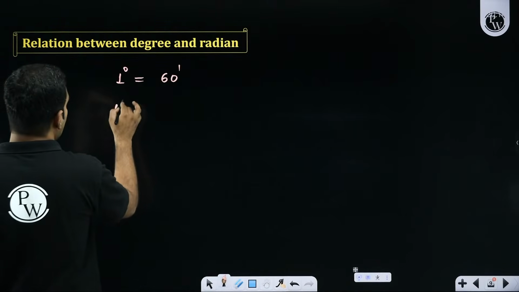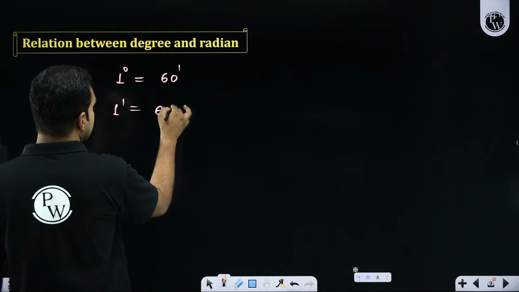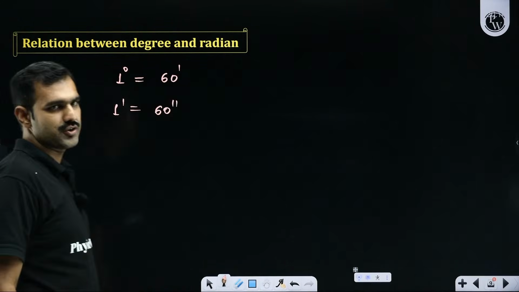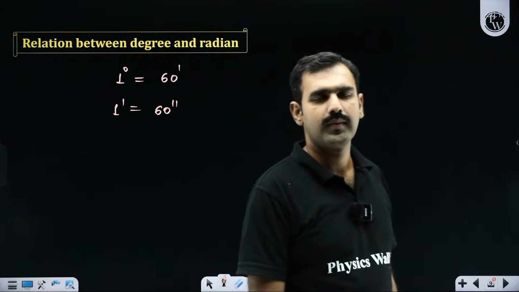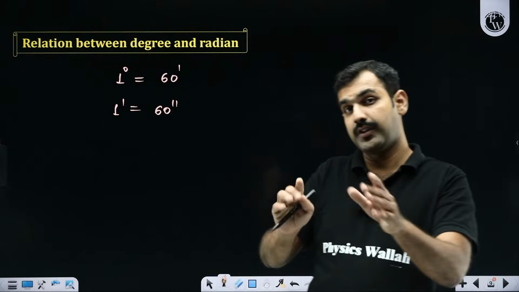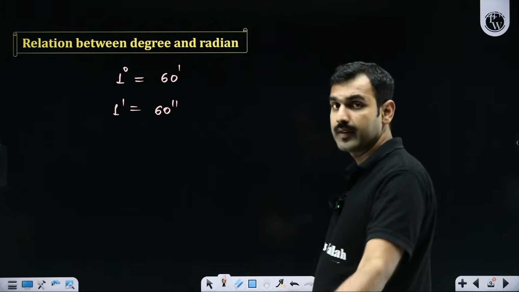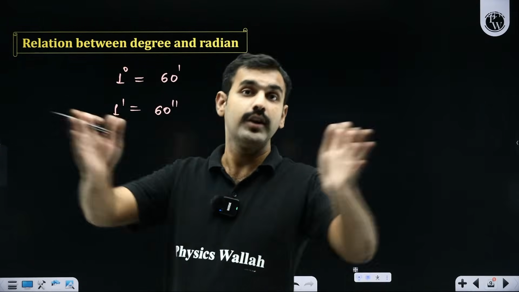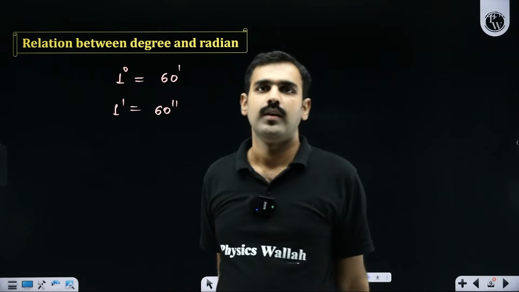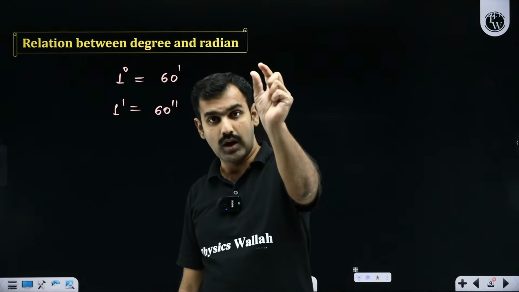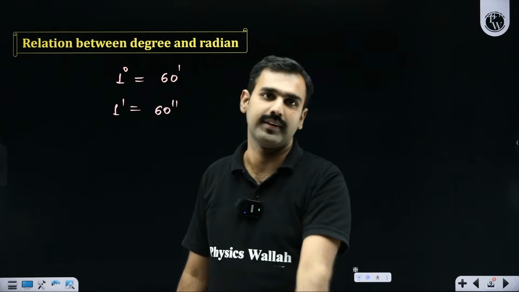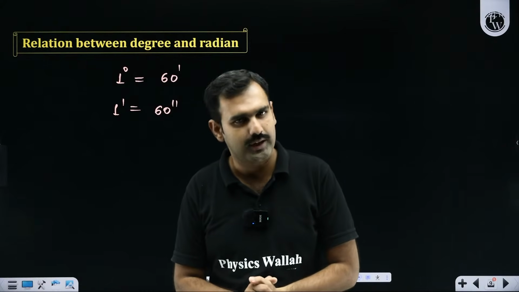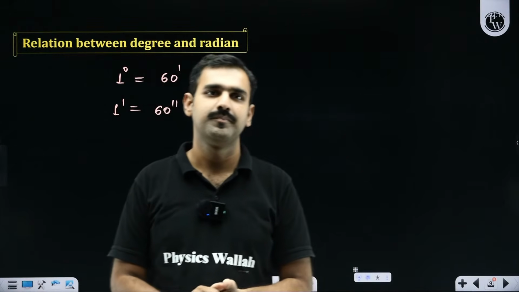And if I ask you 1 minute, it will be 60 seconds, and seconds are denoted by double dash. I mean, if that 1 degree is divided into 60 equal parts, then one of those parts will be a minute. And if that 1 minute is divided further into 60 equal parts, out of those 60 equal parts, that will be 1 second. Can you visualize it? Can you imagine this? All the participants.